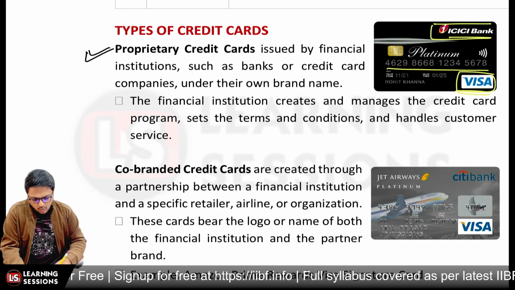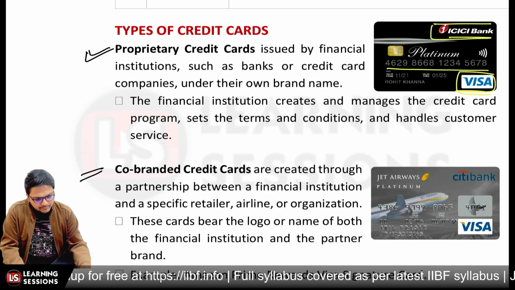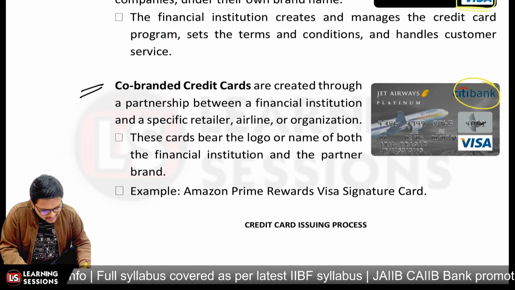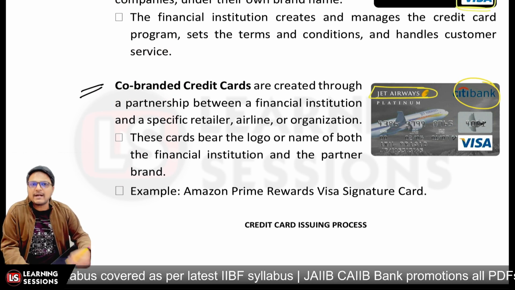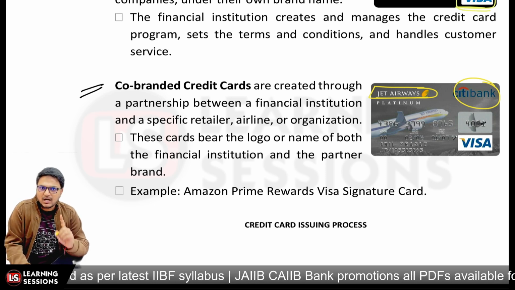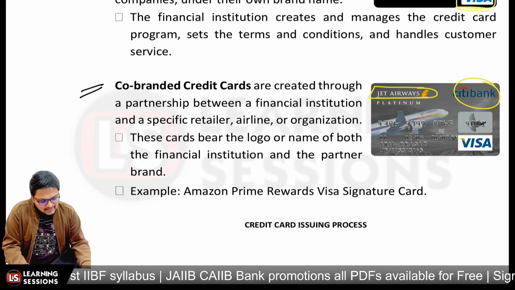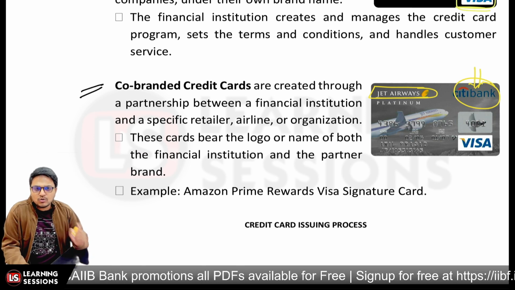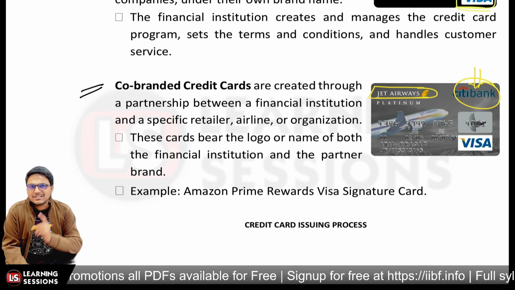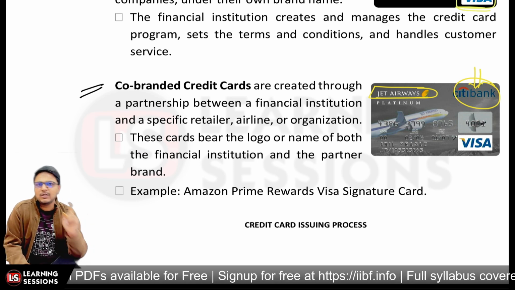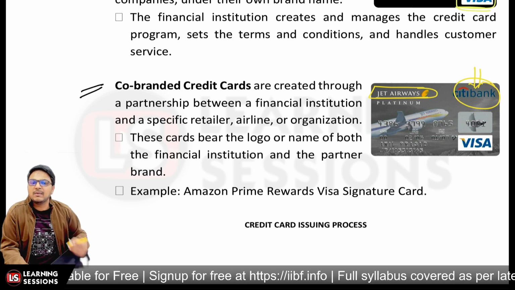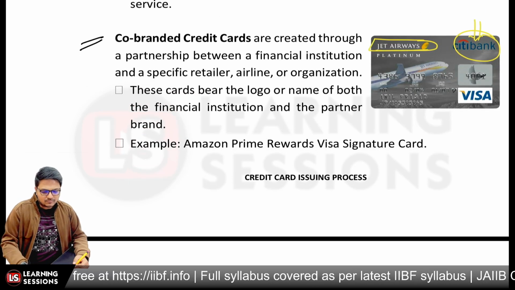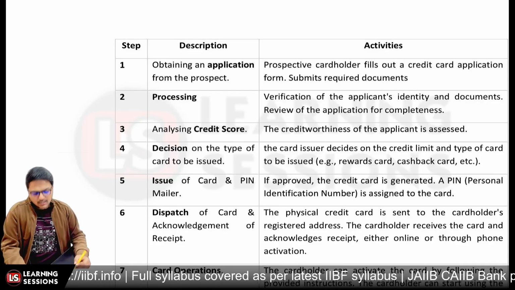The other one, it's related to the co-branded card. Now along with the bank name, that is Citibank, we are also having the name of the Jet Airways over here, which is another brand. So it's a co-branded card over there, but ultimate liability is with the Citibank only, who is actually issuing the card, and not with the Jet Airways. So the banks or the card issue companies must be aware of their tie-ups with the companies over there, right? So these basically cards can be bearing the logo, the name, or both of the financial institution and the partner brand over there, right? After that, let's have a look at the card issuing process.